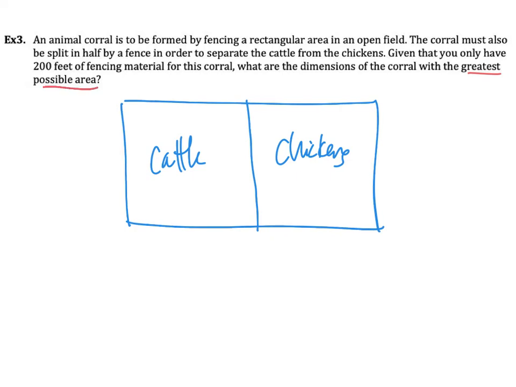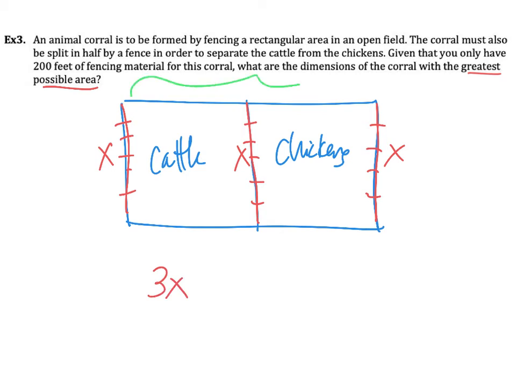And so I need to have this dimension, this, and this. That's all three. These are all going to be filled with fence, right? And they're the same dimension. So I have an x, an x, and an x. So that's 3x. Then I'm going to have this entire length and this entire length. We can call it length and length. So 3x plus 2 lengths equals what? Well, we only have 200 feet.